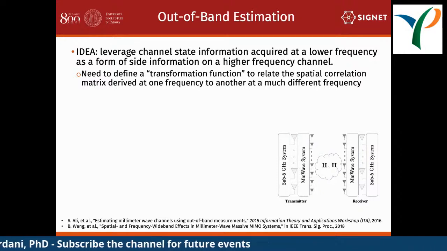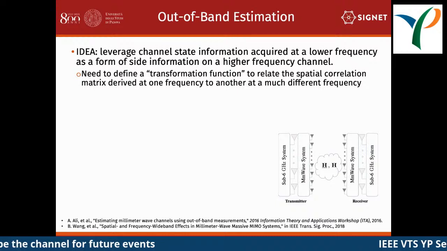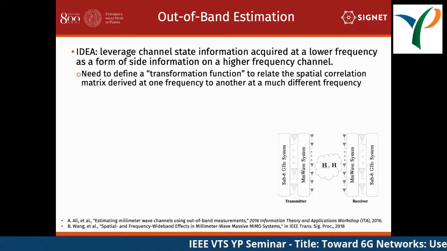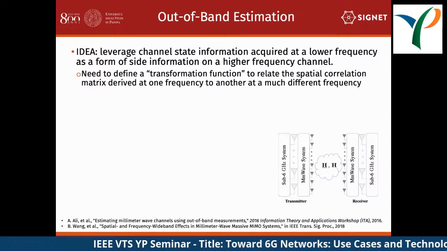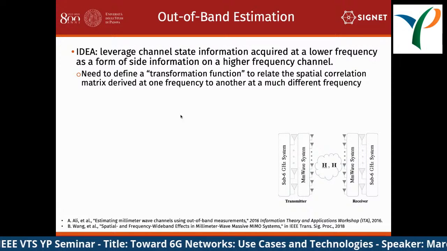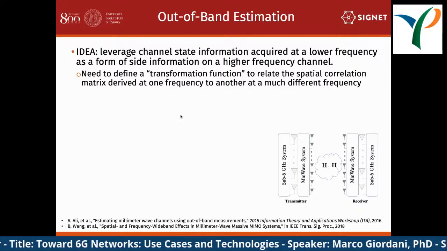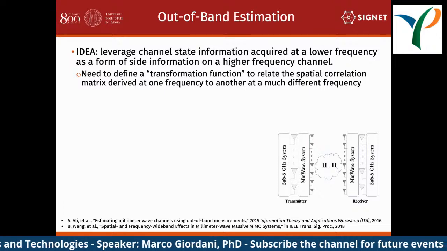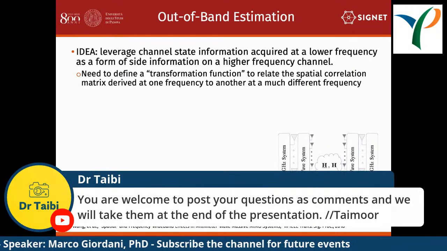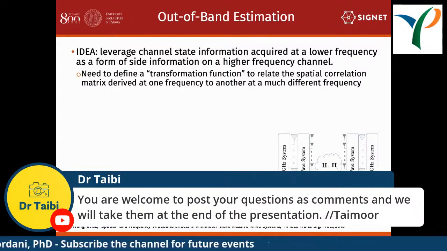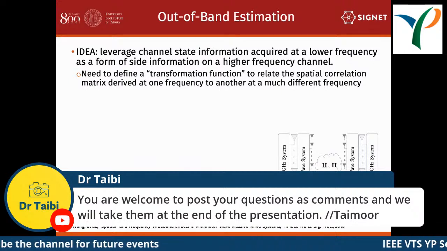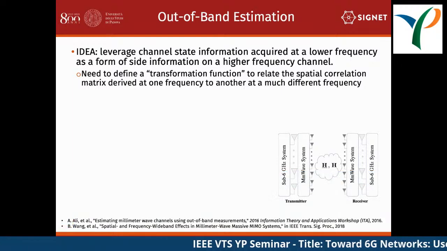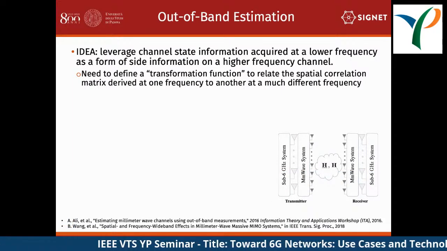One approach is to leverage channel estimation in the legacy spectrum where everything is better, and then convert it into what we would practically experience in the high frequency domain. And this is challenging because we need a good transformation function that can relate the spatial correlation matrix we estimate in one frequency domain to what we will actually experience in another completely different frequency spectrum. So this is something that still needs to be investigated.